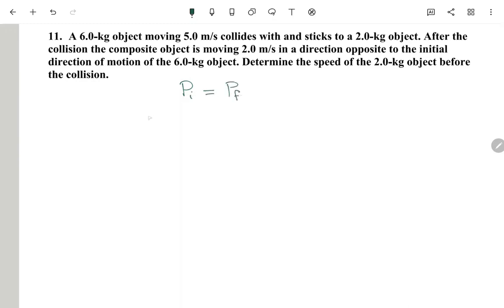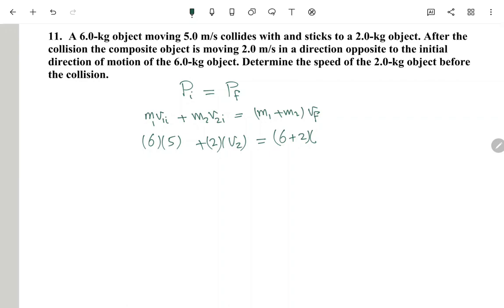Now P initial is M1 V1 initial plus M2 V2 initial, equal to M1 plus M2, again they are stuck together, times V final. Now 6 times 5 plus 2 times V2 equals 6 plus 2 times, now remember, when both objects stick together they move with the speed in the opposite direction, so it will be minus 2. You simplify this one here, V2 is equal to 46 over 2, or 23 meters per second.